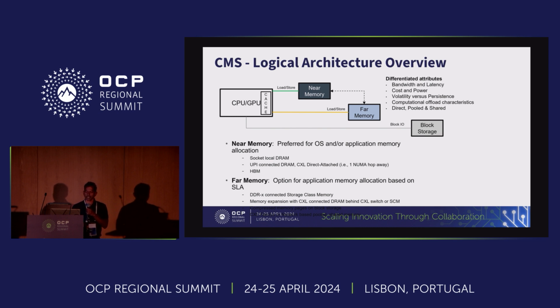Far memory essentially includes anything that is a little bit more latency oriented, higher latency, and things like CXL buffer behind the CXL switch is one example, right, for the far memory.